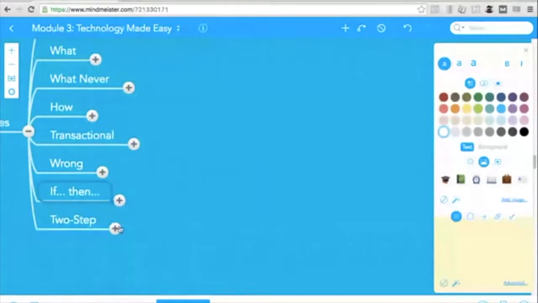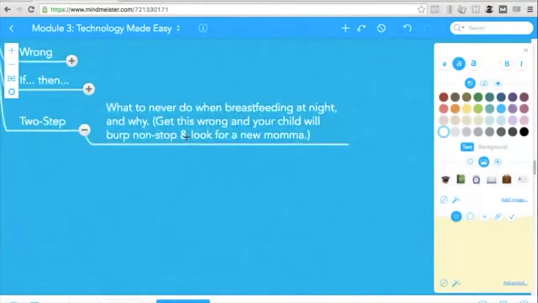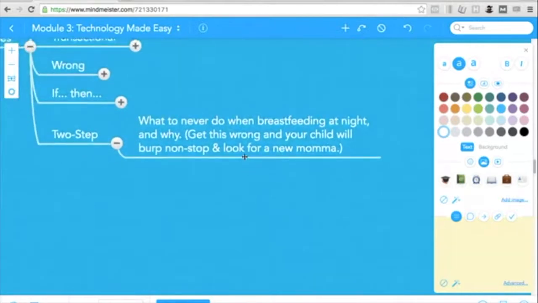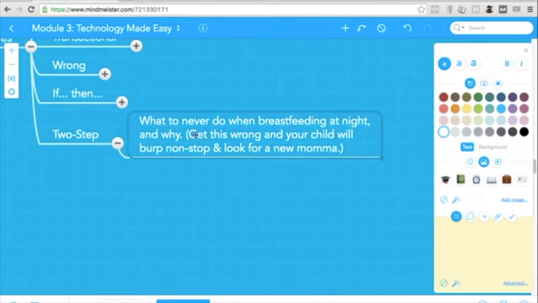And lastly, the 2-step bullet. What to never do when breastfeeding at night and why. Get this wrong and your child will burp non-stop and look for a new mama. Okay? So, ang power dito na sa parentheses. Right? So, this is a combination of what? And since 2-step siya, ito yung pang curiosity talaga. Getting this wrong. And ito yung downside. And ito yung medyo funny downside, looking for a new mama, which she can't do anyway.